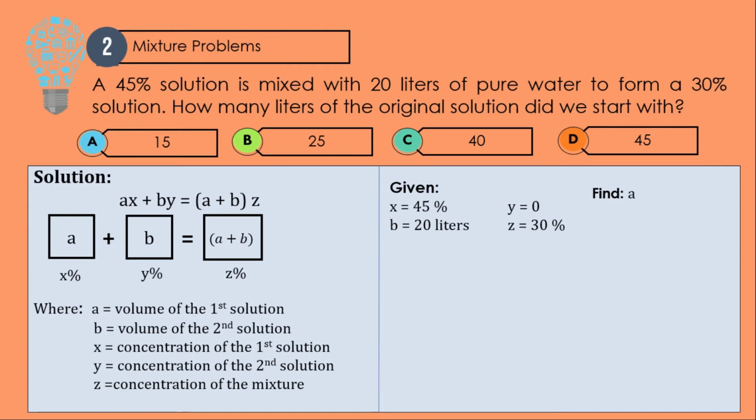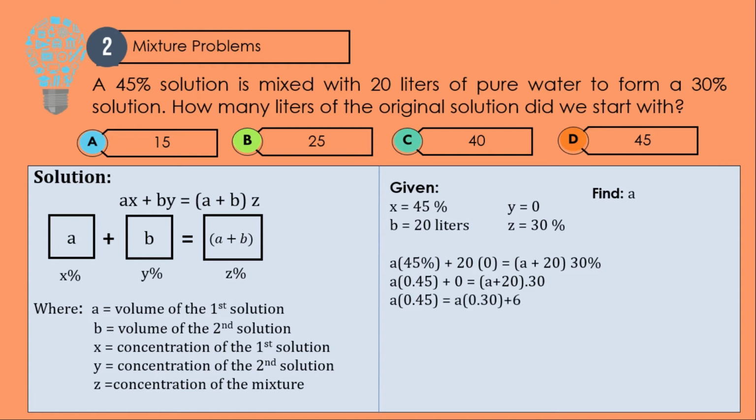Now since we have the given, let's substitute it to the formula. We'll have A times 45% plus 20 times 0 is equal to quantity A plus 20 multiplied by 30%. We can change percent into decimal form by moving 2 places to the left. We'll have A times 0.45 plus 20 times 0, which is obviously 0, is equal to A plus 20 times 0.30. What will remain is A times 0.45, and at the right hand side we'll distribute 0.30. We'll have A times 0.30 plus 6.